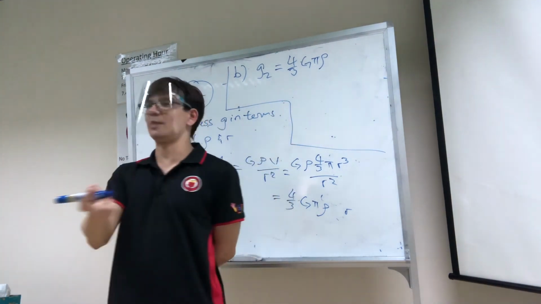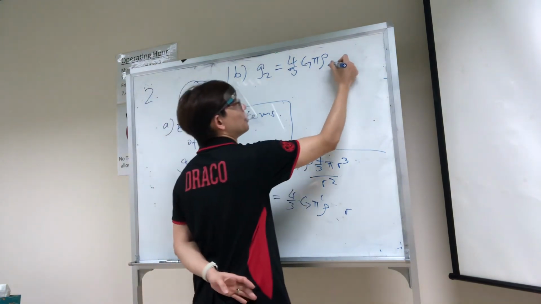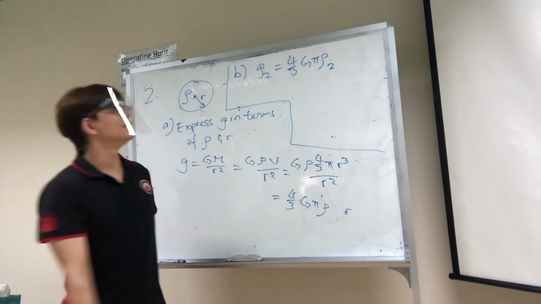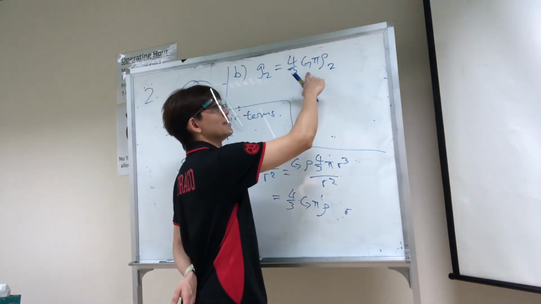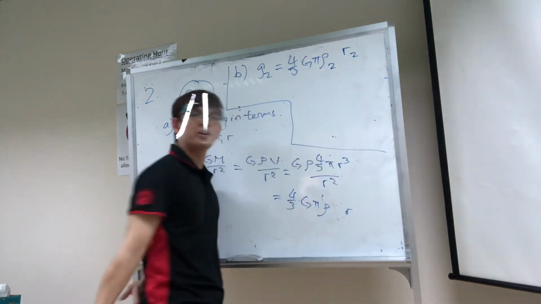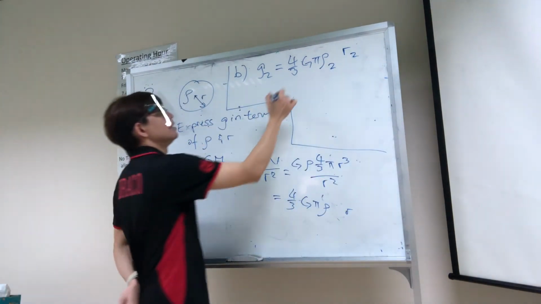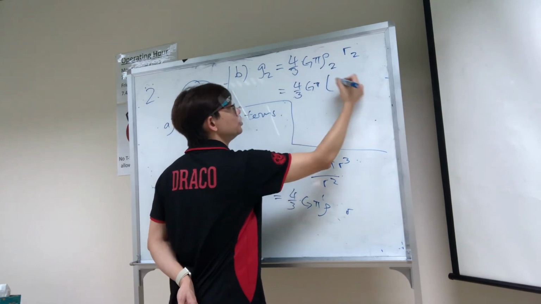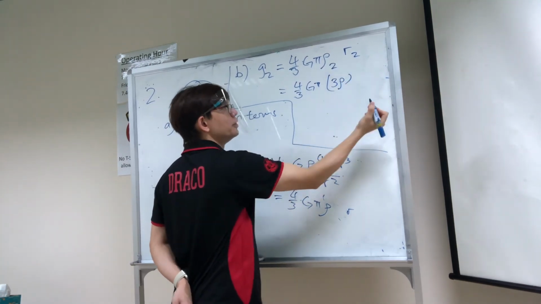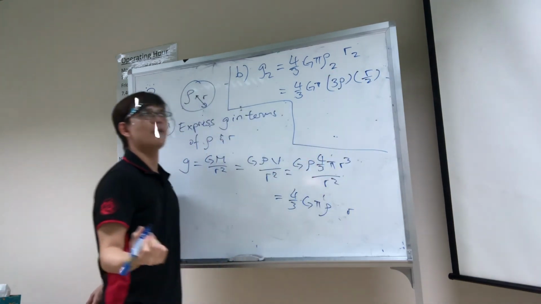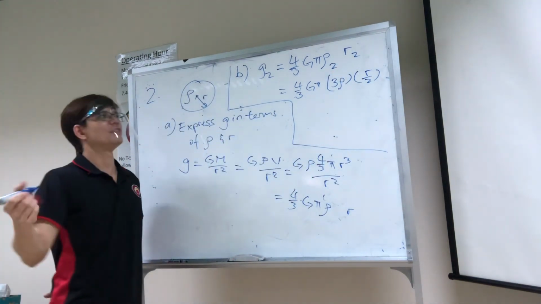So before I do any manipulation, the trick is to give it the appropriate subscript. Then later do the substitution, then I won't forget. So this is rho 2. G remains the same, pi remains the same, so no problem there. The radius also changes, so I'll call it R2. Then I'll do my substitution. Rho 2 is 3 times rho. R2 is half of R.